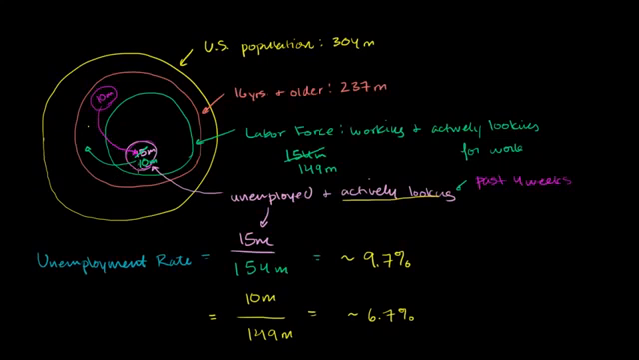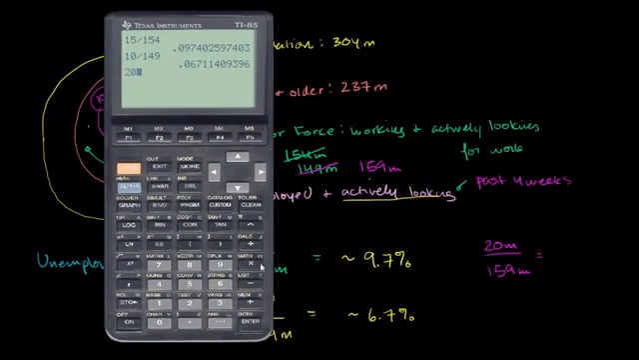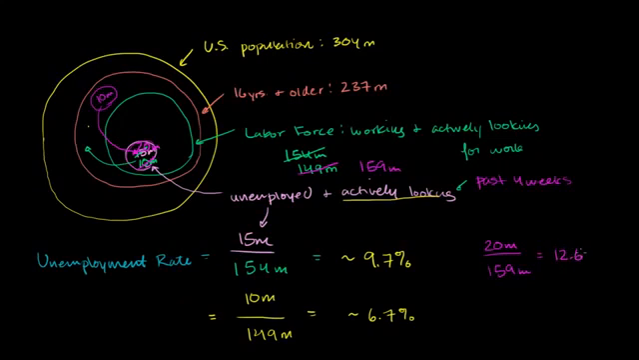So this 10 million would grow to 20 million. So now this number is 20 million, and this green area would go up by 10 million. So now this would be 159 million. So in this situation, the official unemployed would be 20 million, and the entire labor force would be 159 million. And now you would get a situation. So you have 20 divided by 159 million, which is approximately 12.6%.